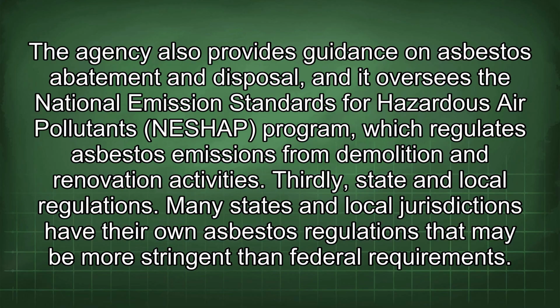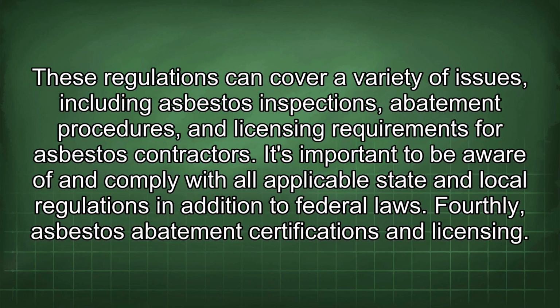Thirdly, state and local regulations. Many states and local jurisdictions have their own asbestos regulations that may be more stringent than federal requirements. These regulations can cover a variety of issues, including asbestos inspections, abatement procedures, and licensing requirements for asbestos contractors. It's important to be aware of and comply with all applicable state and local regulations in addition to federal laws.